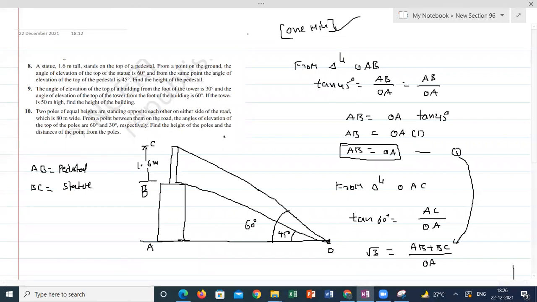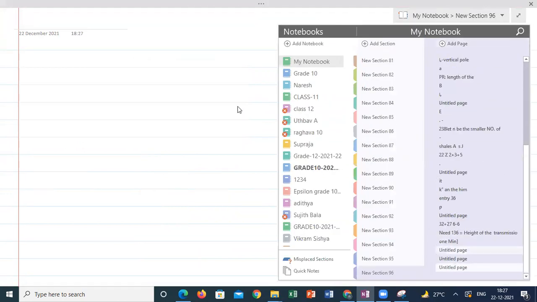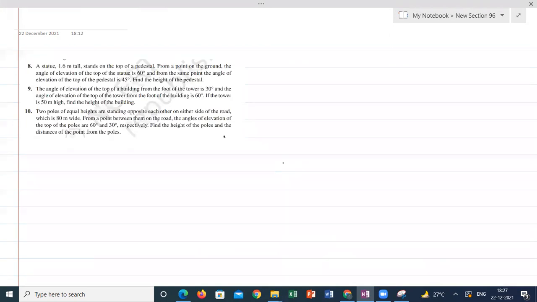Actually, the 10th one is not part of the syllabus because it contains two right angles. The 10th question contains two right angles, but anyway, we will see how to solve questions like the 10th containing two right angles. What kind of situations will you get with two right angles? Try to depict the diagram. Try to solve it on your own.